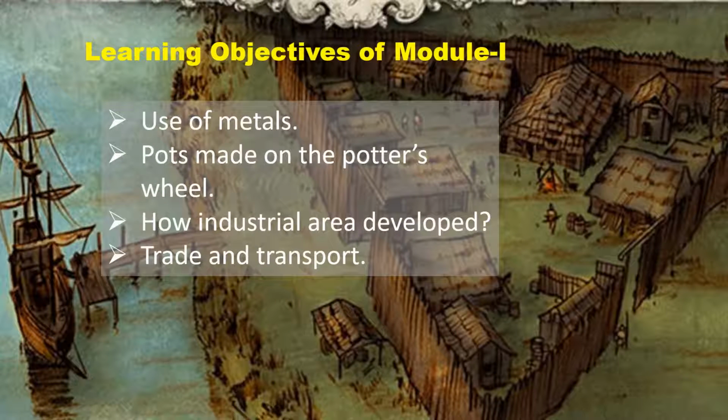Let's learn the learning objectives of Module 1. So student, in this module, we are going to learn about the use of metals, pots made on the potter's wheel, how industrial areas developed, trade and transport. So let's learn one by one all of this in our Module 1.